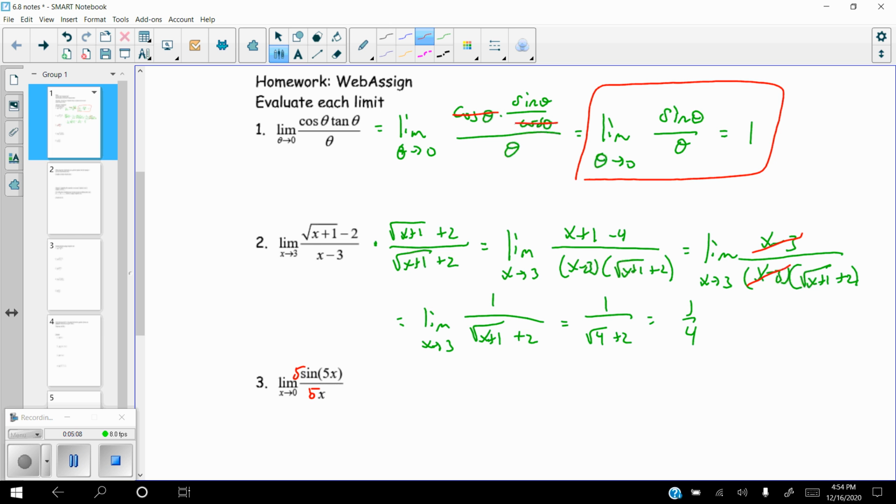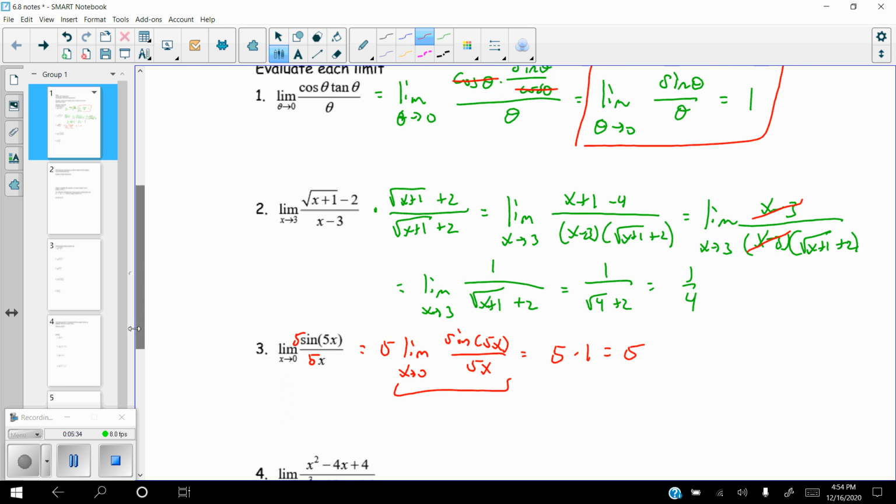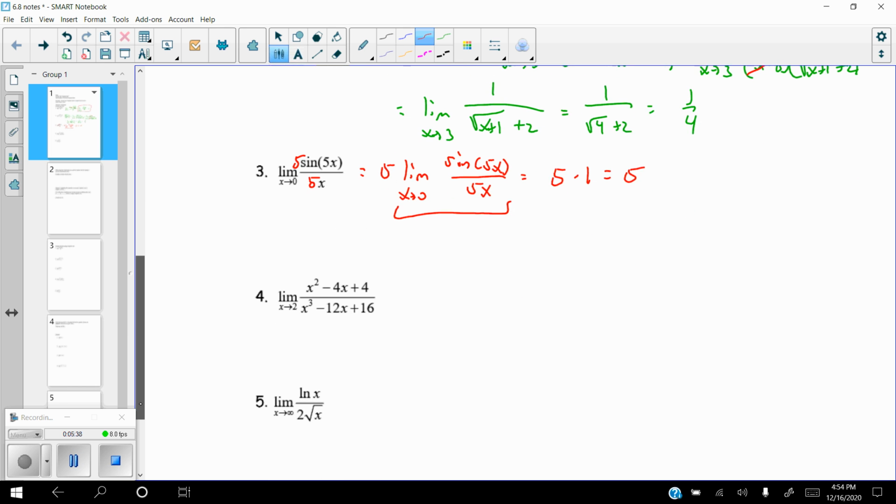I can bring the 5 from the top out to the front because it's a constant. And then that would leave me with the sine of 5x over 5x. That now follows the pattern of the same one that we had in number 1. So what we get is the 5 from the front times the limit of this piece, which is 1. So we get 5. And again, this is just remembering a bunch of old limit stuff that we really haven't dealt with in a while.